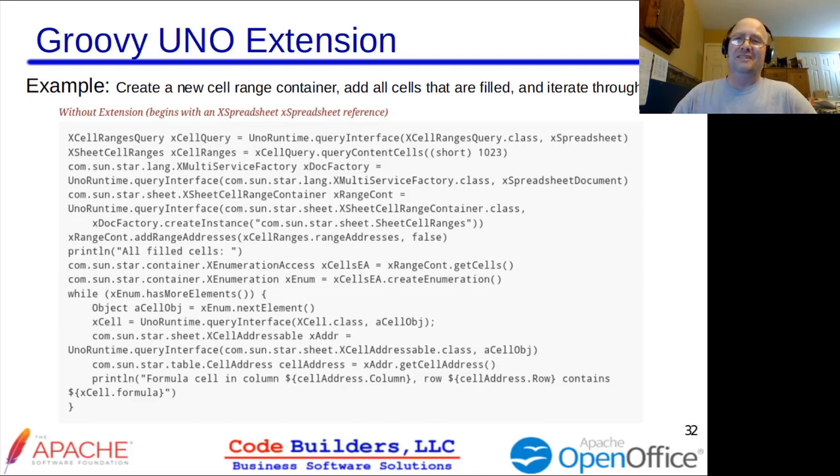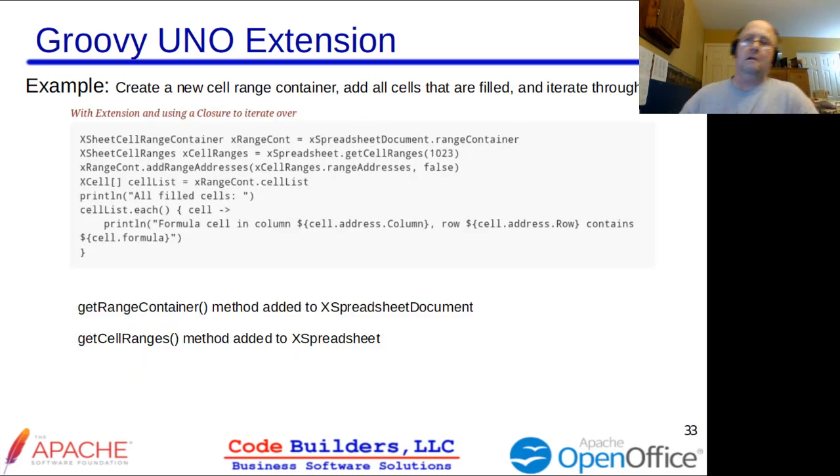I won't go through this line by line. It's just to illustrate a larger example. The example is to create a cell range container, add all the cells that have content, and then iterate through them. And so you can see just doing that, that's quite a bit of code. By adding 2 methods to the extension, we've reduced the code by more than half. Some of that is from the new methods, and then some is from using a Groovy closure that I talked about earlier to iterate the cell list instead of needing to get the UNO enumeration object used to iterate with in Java. So it's really a team effort between Groovy and the extension that allow for this.